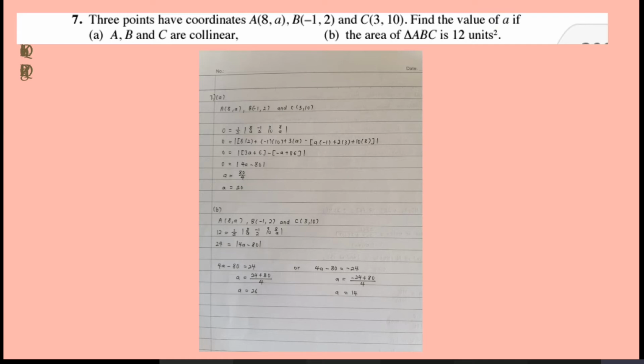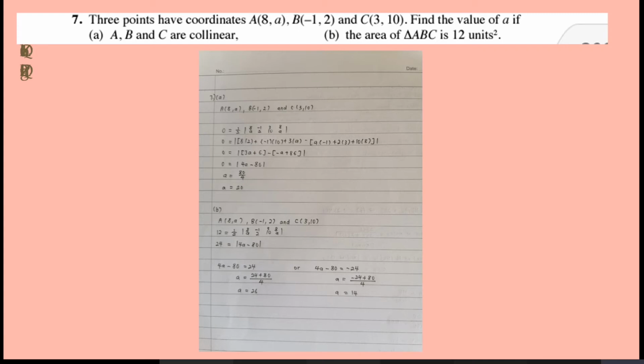So we simplify it and it will be 3a plus 6 minus negative a plus 86, modulus. And then 0 equals to modulus 4a minus 80. A equals to 80 over 4. 24 equals to modulus 4a minus 80.